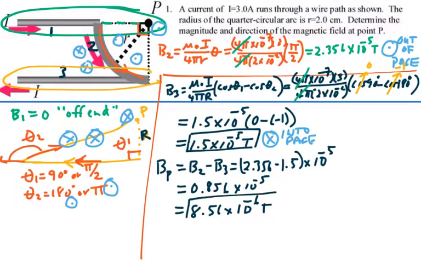And since B2 is bigger than B3, we're going to end up going in that direction, which will be out of the page. So that is our magnetic field at point P, 8.56 microtesla out of the page towards you.